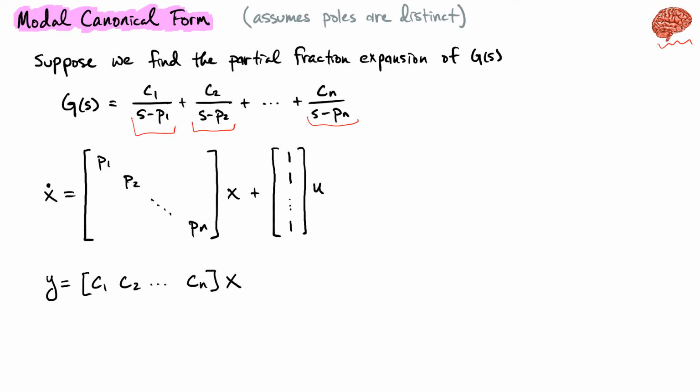transfer function G, and then the corresponding modal canonical form looks like this, where your A matrix is actually just a diagonal matrix of these poles. Your B matrix is a vector of all ones, and your C matrix is the collection of the coefficients of this partial fraction expansion.